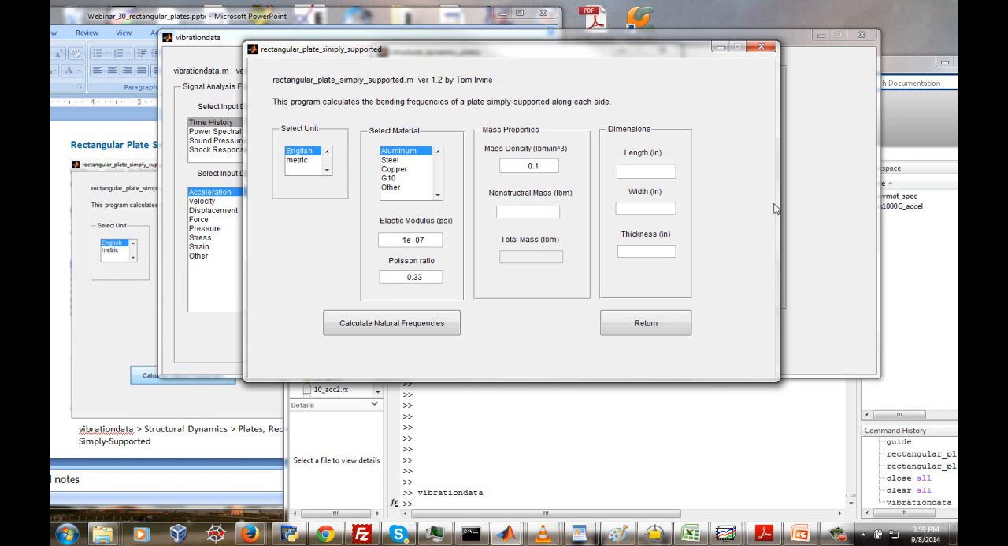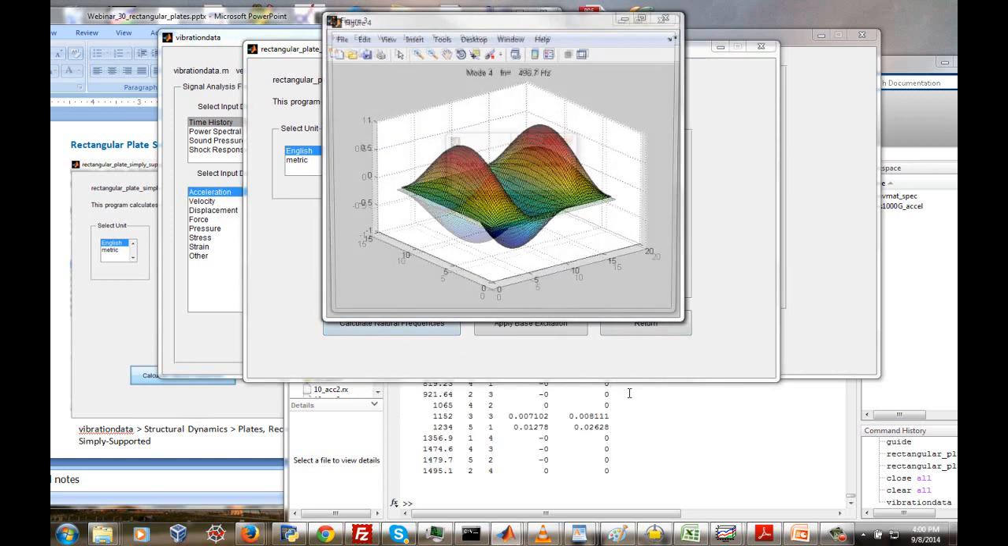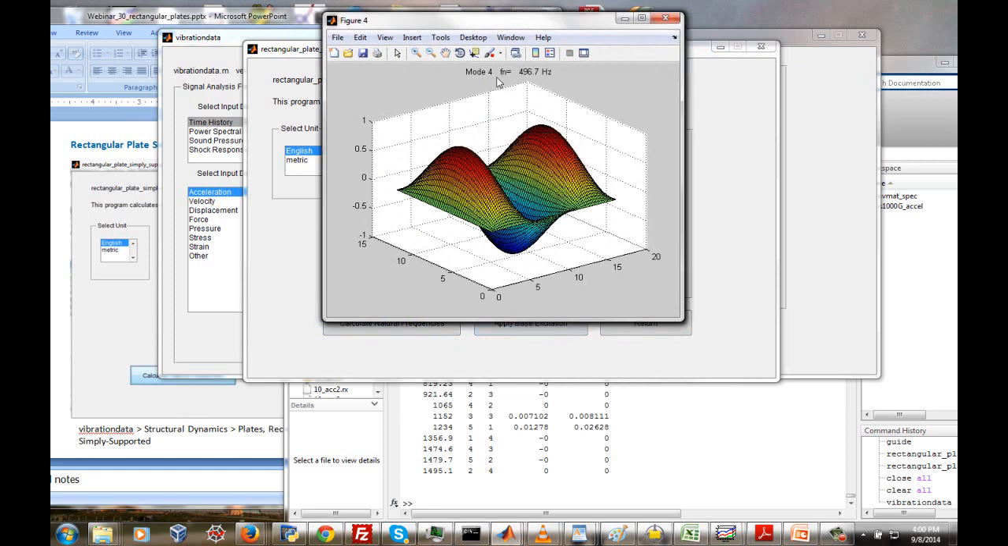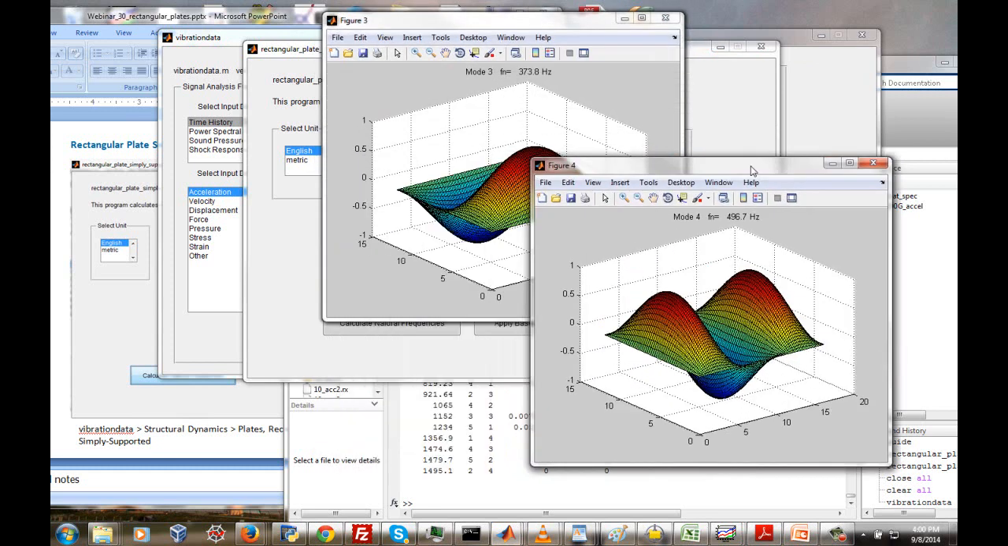Now we have an option here. We could add some non-structural mass. In this case, we're not going to do that, but if we did, that would be uniformly distributed over the surface area. And the dimensions are 16 by 12 by 1/8 of an inch. So we're going to calculate natural frequencies. We're going to take a look at the first 4 mode shapes.